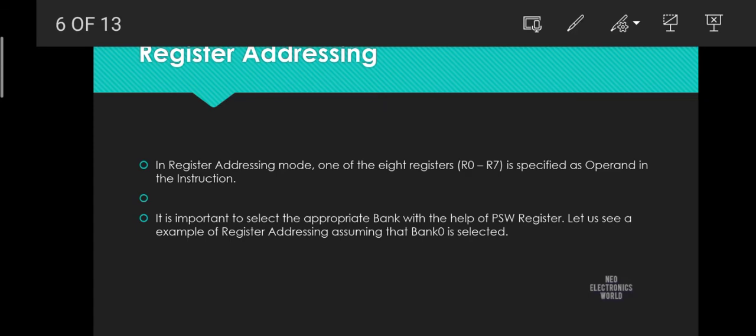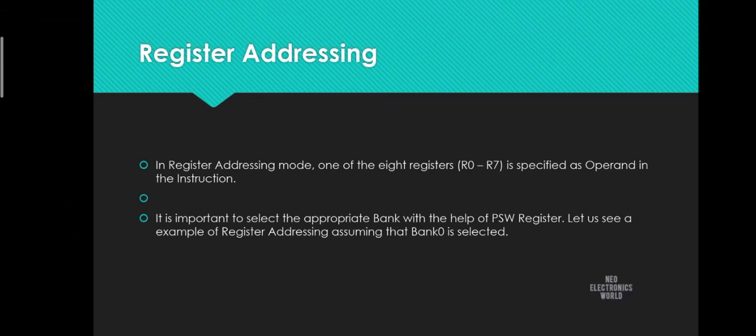Let's discuss register addressing. In register addressing mode, one of the 8 registers R0 to R7 is specified as the operand in the instruction. Any one of these registers, R0, R1, R3, etc., will be present in the instruction. It is important to select the appropriate bank with the help of the PSW register.